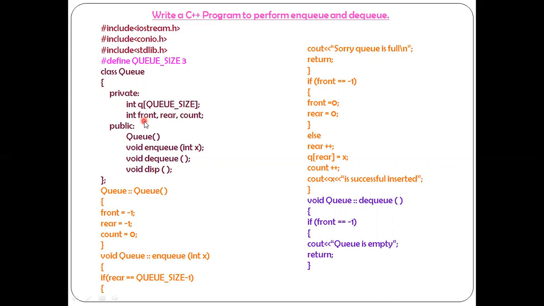Okay. So again, 3 more variables: front, rear, and count. Why did I take front, rear, and count? Front is the end through which I'm going to delete the element. Rear is the end through which I'm going to insert the element. Count is used to track how many elements are present in the queue data structure. For that purpose, I'm taking the variable count. Got the point?